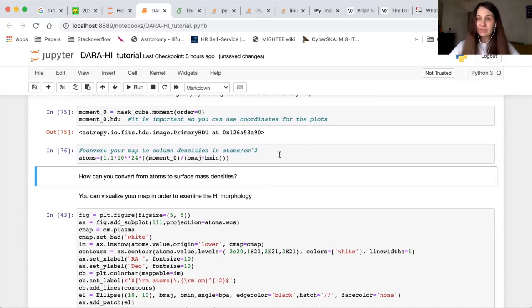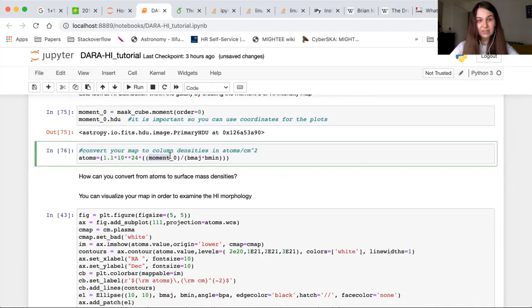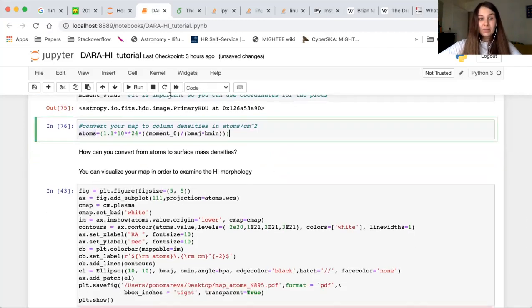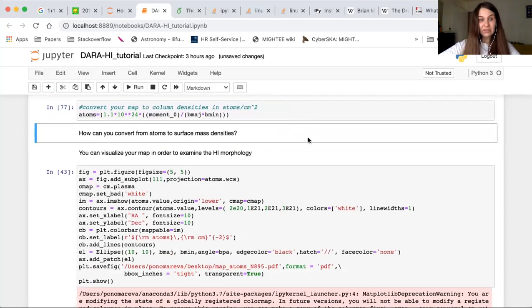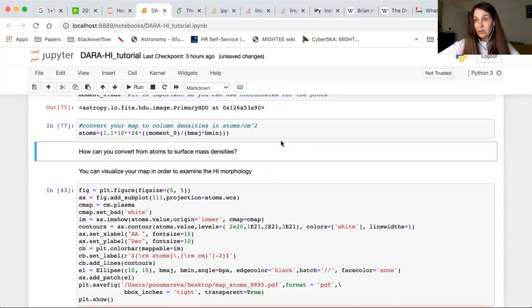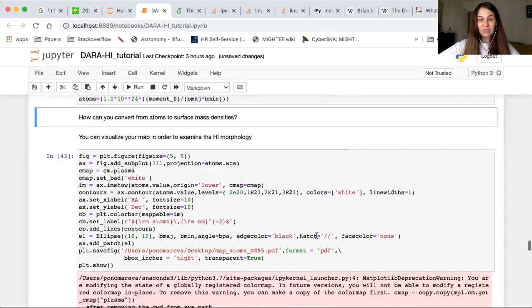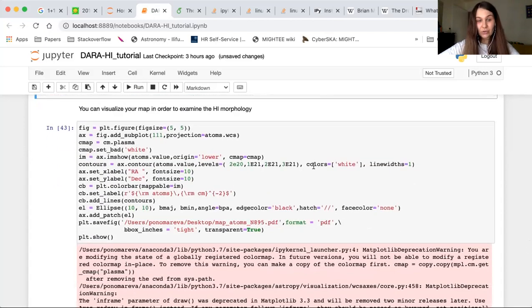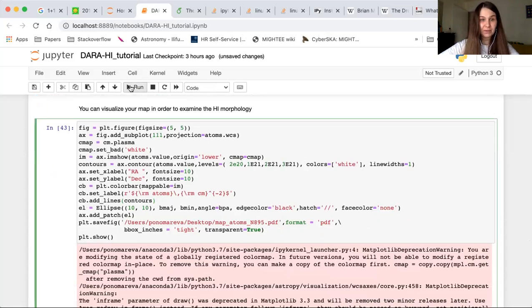And you saw in the lectures that we can discuss not only the atoms per square centimeter, but also the HI intensity in terms of the surface mass density, which we calculate in solar masses per square parsec. So if you want, you can do the same exercise using the moment zero map. Just by using atoms, you can convert them to surface mass density. But here we will not do this. You can do it yourself if you like. But now we have our HI intensity map and we would like to visualize it. Again, here is a little code for this and you can save your figure.